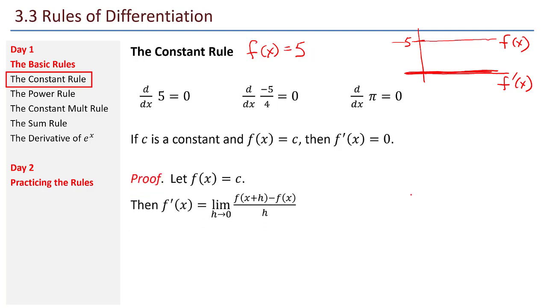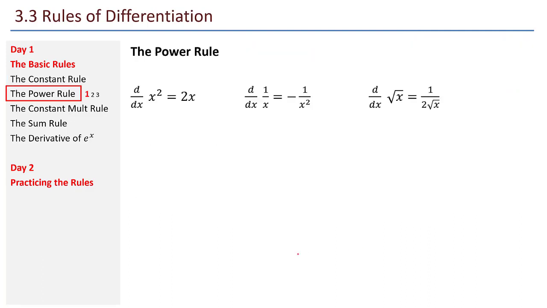Here's a little proof. Let f of x equal c. C represents some number, some constant. Then by definition of the derivative, f prime of x equals the limit as h goes to 0 of f of x plus h minus f of x all over h. But f of anything is c, so that numerator, f of x plus h minus f of x, that's really just c minus c. And what's going to happen there? That numerator goes to 0, that whole fraction becomes 0, and the limit as h goes to 0 of 0 is, of course, 0.